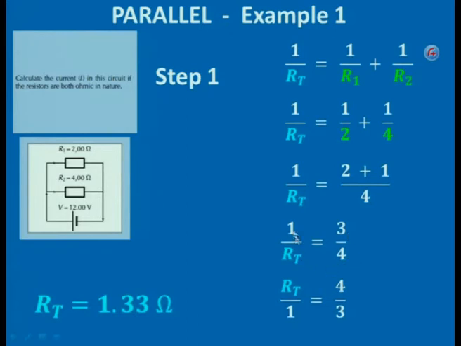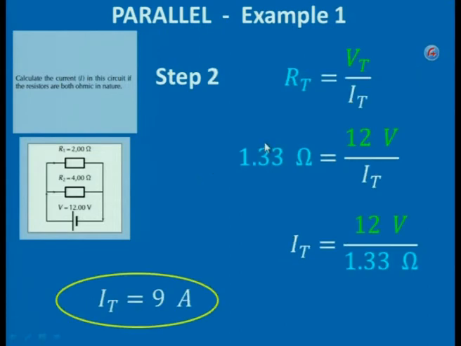Now very important, 1 over RT is 3 over 4, but we don't want 1 over RT. We want the total resistance. So now you have to switch your equations bottom to top. That gives you RT is equal to 4 over 3, which is 1.33 ohms.